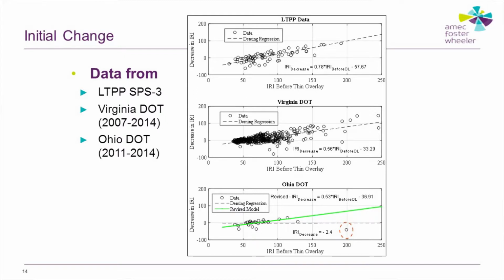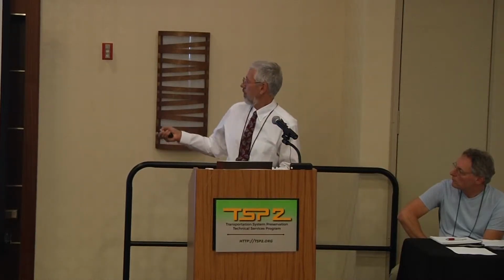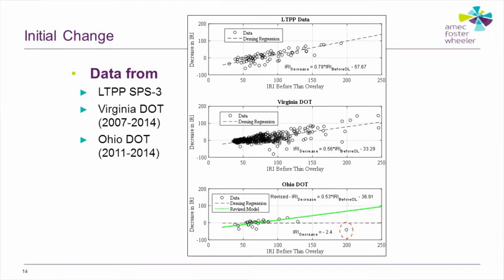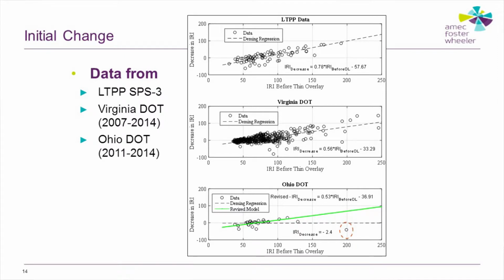This is the impact of a thin asphalt concrete overlay on the IRI value. There are 3 plots here. The top one happens to be LTPP data. The one here happens to be Virginia DOT data between 2007 and 2014. And the one at the bottom, Ohio DOT data. They're all the same thing, looking at the initial condition jump. On the x-axis, you have the IRI before the treatment, before the thin overlay. And then on the y-axis, you have the decrease in IRI as a result of that thin overlay.